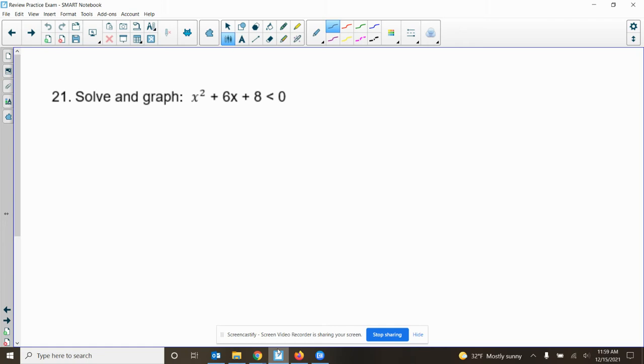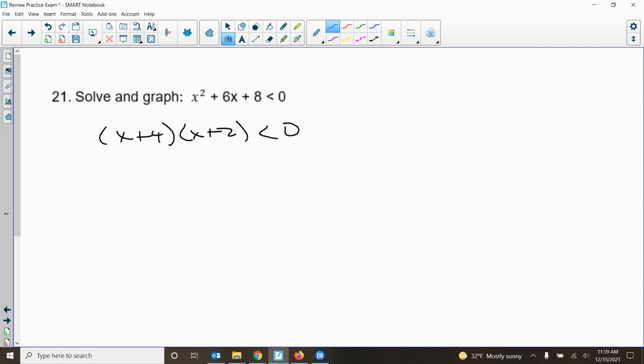Is we pretend this is equal to 0, right? So let's factor the left-hand side. We get (x + 4)(x + 2) is greater than 0, right? 2 times 4 is 8, and 2 plus 4 is 6. So we're good there. And then we say, well, the critical values, as we call them, are -4 and -2. Remember this? And then we put them on a number line.